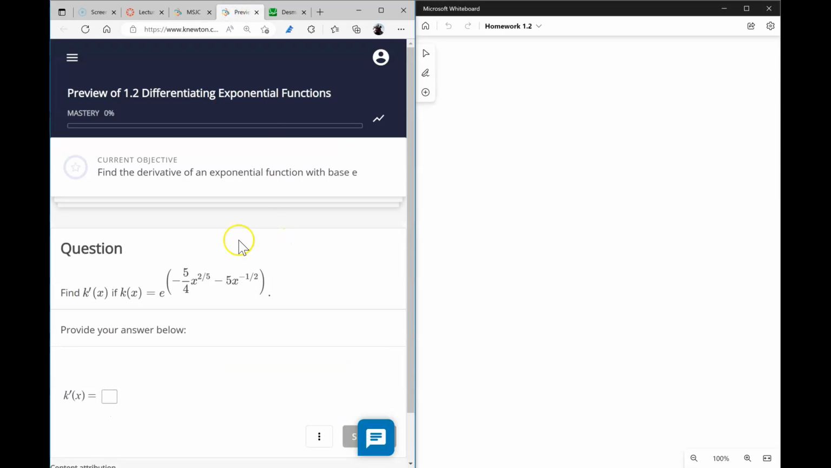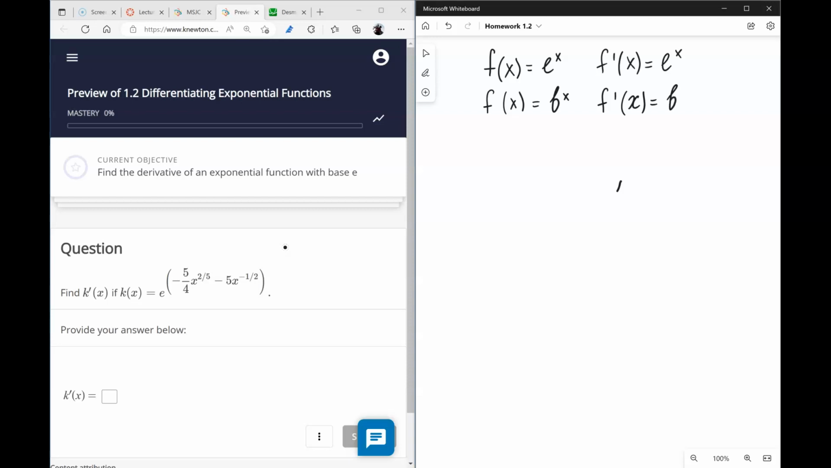1.2. The main concept that we are going to practice in this homework is the fact that the derivative of a natural exponential function is the function itself. And if it's not a natural exponential function, but rather some other exponential function with base b, then the derivative of that function is b to the x times ln b.